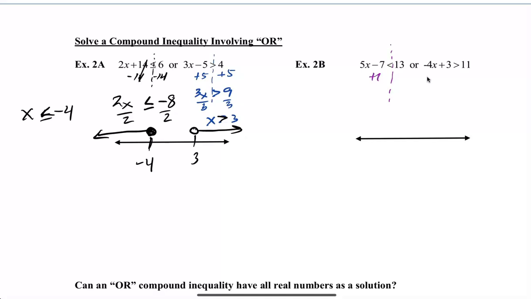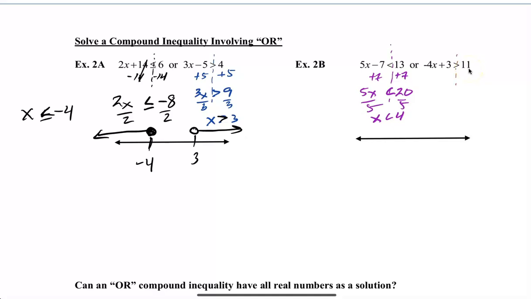So plus 7, get rid of that 7. You get 5x is less than 20. Divide by 5. x is less than 4. Again, let me wait to graph it because I'm not sure what's on this side. So let's do this one first before we start trying to graph it.